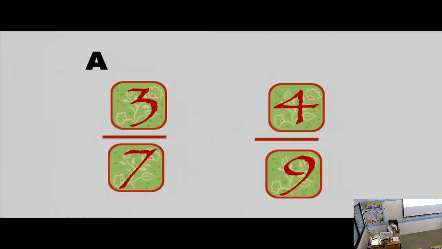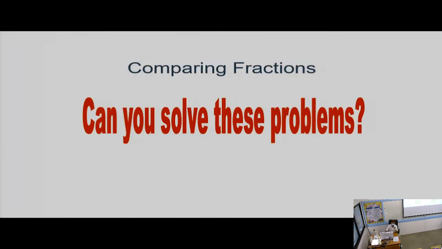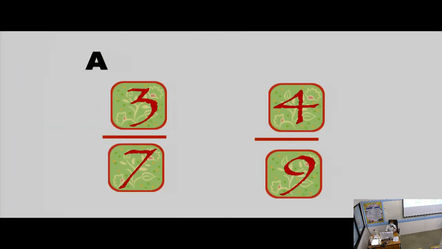What are we going to use? Is it more than, less than, or equal? Stand up. What's the answer? Is it more than, less than, or equal? What's the answer?